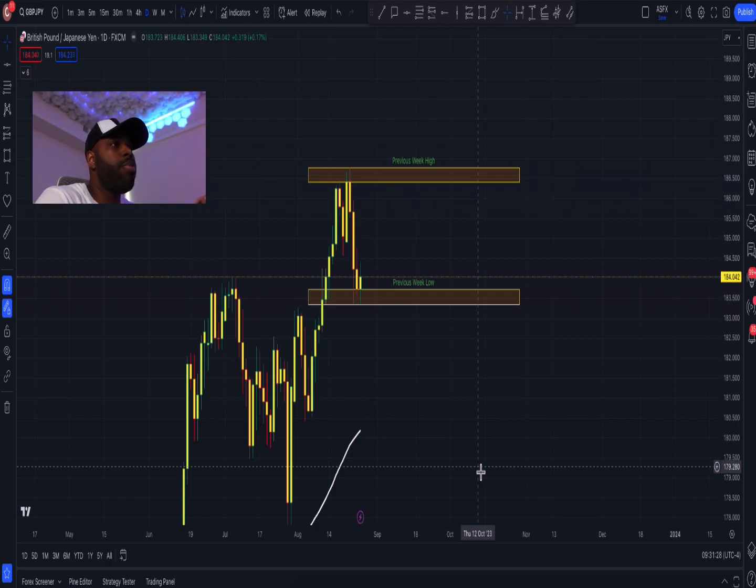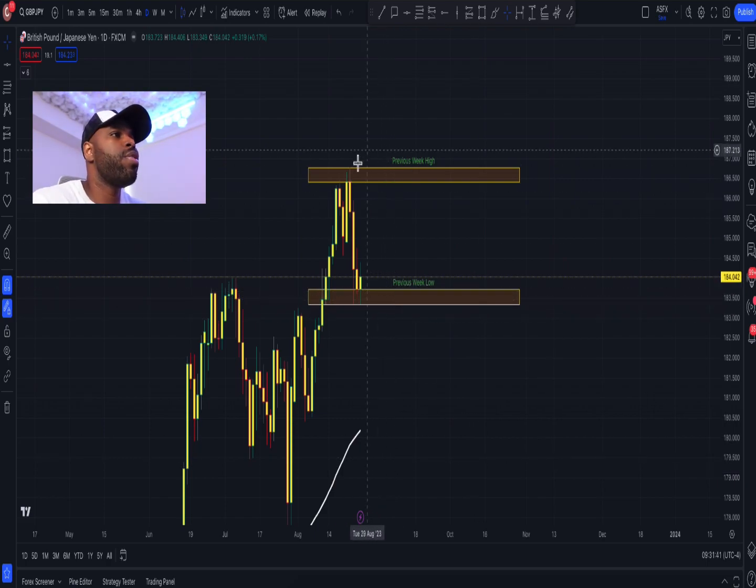That's how you draw your previous weekly high and previous weekly low zones. These zones can be very, very helpful when it comes to knowing where price could be struggling when it gets to these zones. Now we're gonna skip the 4 hour, but I'm gonna come back to the 4 hour.